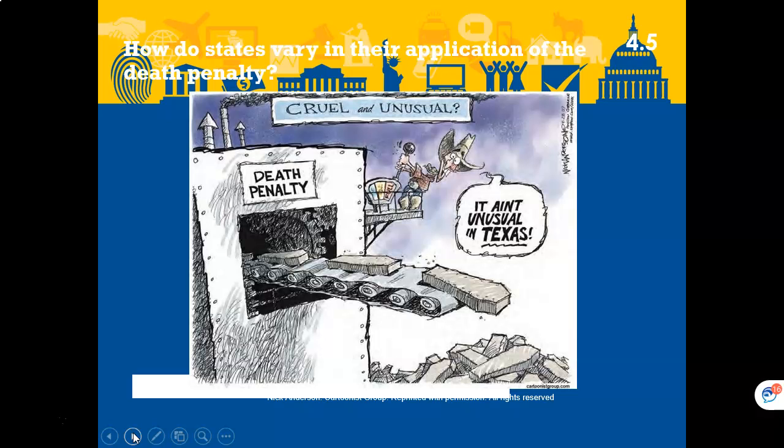I don't think this cartoonist thinks much of Texans.